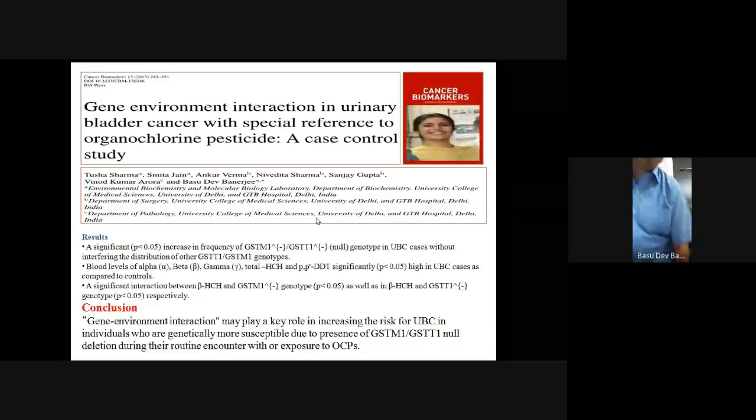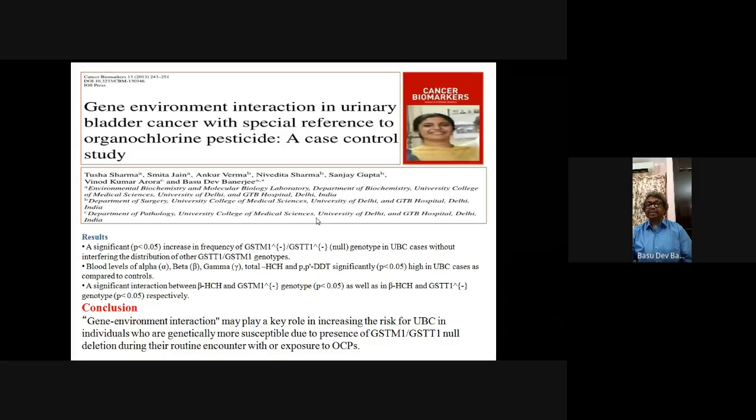Sorry for the break. Ultimately, we were able to prove that urinary bladder cancer, ovarian cancer, and prostate cancer are linked to environmental stress.